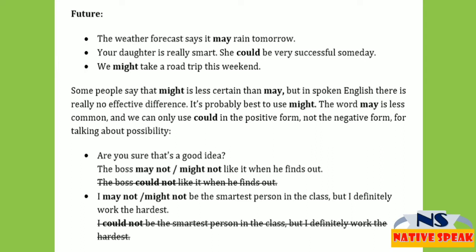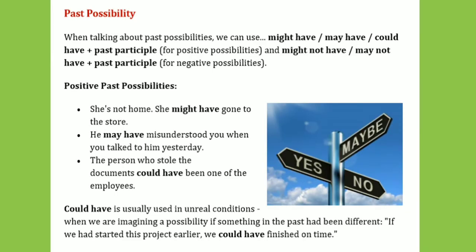Here's another example. I may not be the smartest person in the class, but I definitely work the hardest. Or, I might not be the smartest person in the class, but I definitely work the hardest. We can't say, I could not be the smartest person in the class. Again, because the sentence is negative, it has the word not, we can't use could.